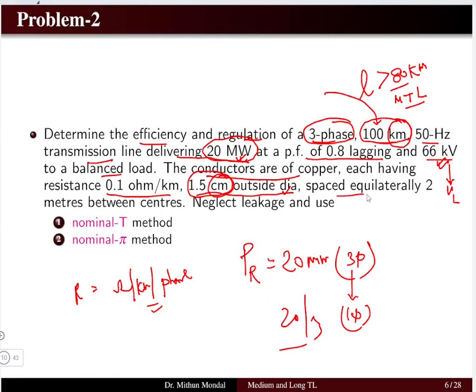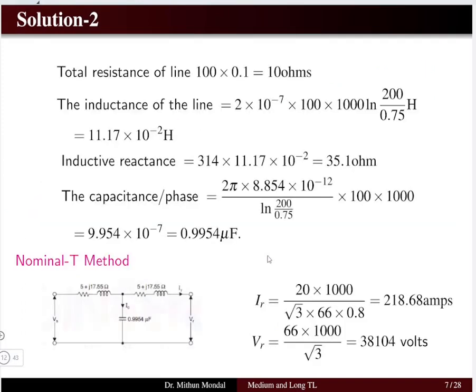And it is spaced equilaterally 2 meters between the centers. Here the unit meter is given, so we can convert that into centimeter. Now, neglecting the leakage and other factors, we have to determine, by the nominal T method and nominal Pi method, the efficiency and regulation of the line. So let us see the solution.